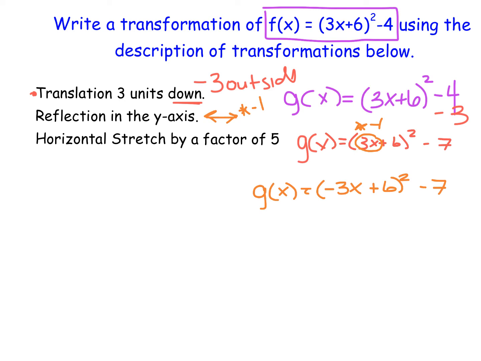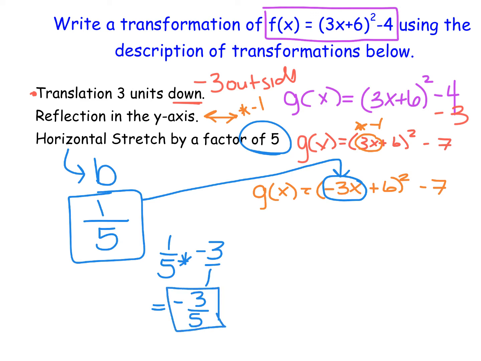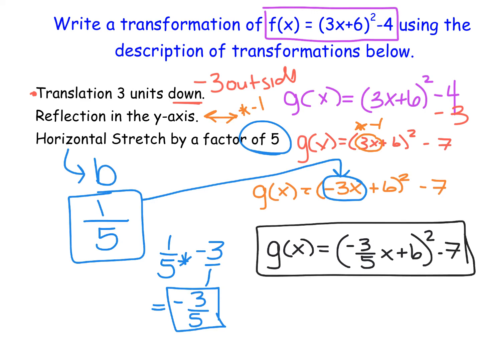Then from here, this next change, we have a horizontal stretch by a factor of 5. Remember, our horizontal stretch utilizes our b value, but if we think back to what we learned about the b value back in Chapter 1, our b value is something that we actually have to calculate. Remember, that's going to be 1 over our factor here, which is 5. So we're going to multiply the inside here by 1/5. So we're going to multiply that -3x by 1/5. If you want to do that multiplication off to the side, that's not a bad idea. So 1/5 times -3 over 1 becomes -3 over 5. So that new coefficient of x is -3/5. So my new function here would be g of x is equal to, in parentheses, -3/5 x plus 6 all squared minus 7. So there we have all three transformations there.